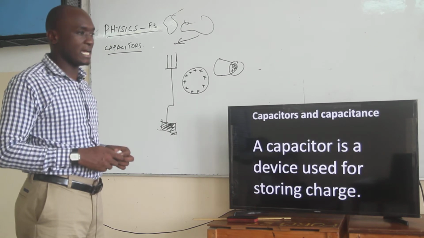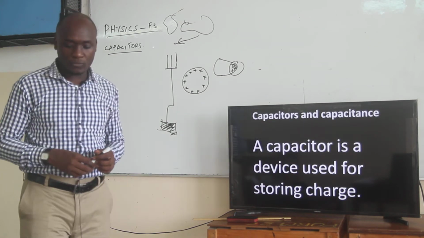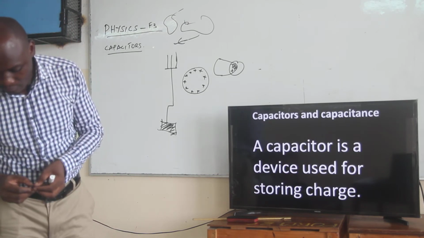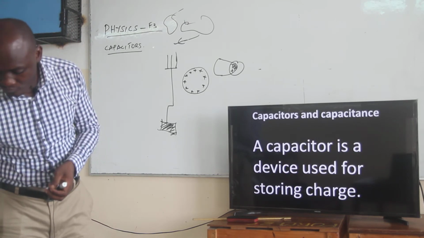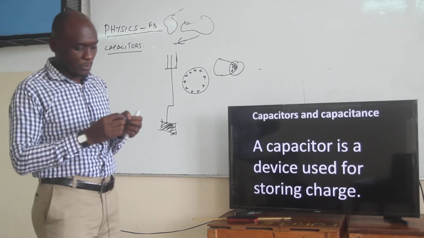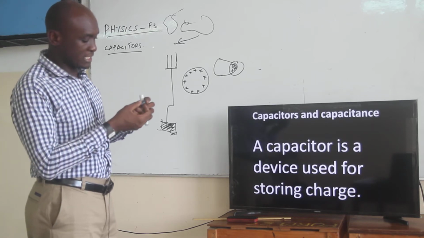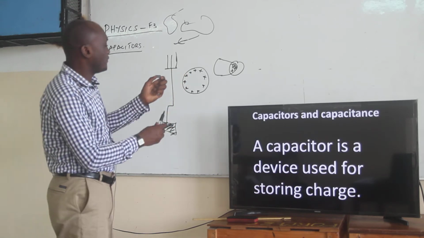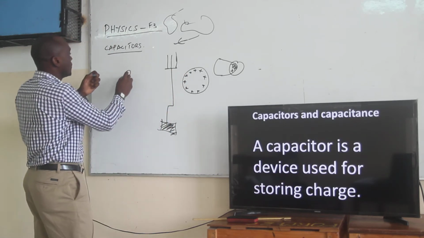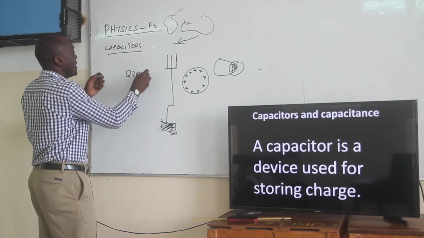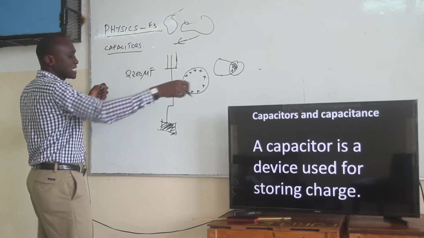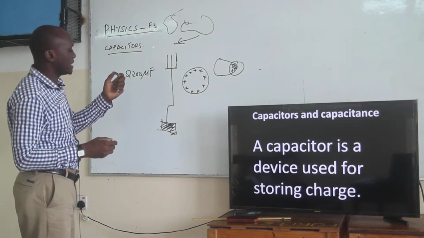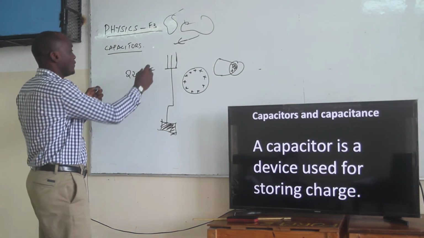We are discussing that. A capacitor is a device for storing charge. I have two capacitors here. This is an example of a capacitor. If you look at it very clearly, you will see that it has a value. The value is 2200 microfarad. Of course, we'll be discussing the units for capacitors. This one is 2200 microfarad.